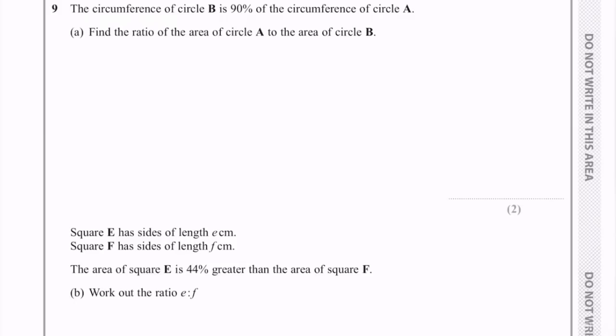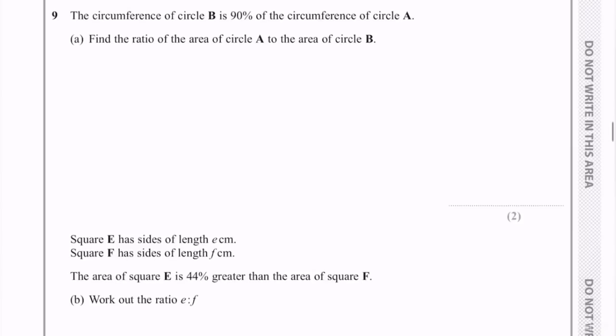Okay, so it says the circumference of circle B is 90% of the circumference of circle A. Find the ratio of the area of circle A to the area of circle B. So we're looking at scale factors here and what happens between length and area. First things first, if I write the ratio of B to A based on their lengths, we get 9 to 10. Okay, if I just imagine that circle A has a circumference of 10.